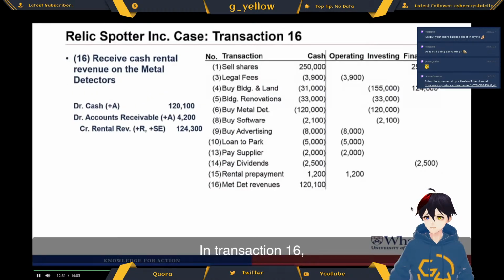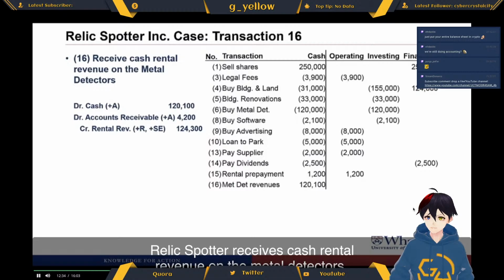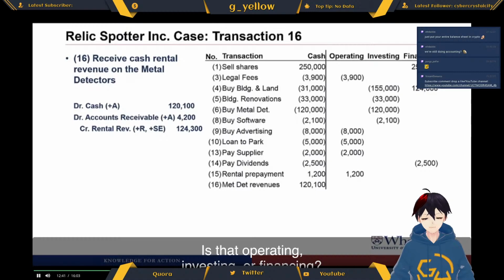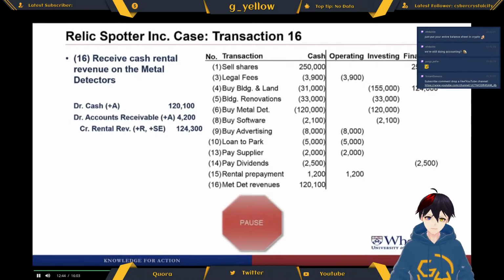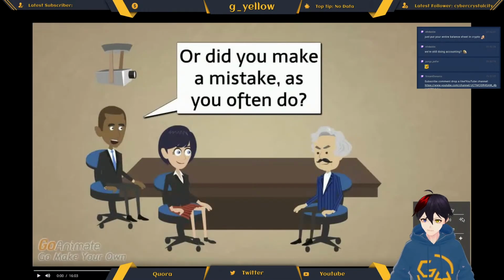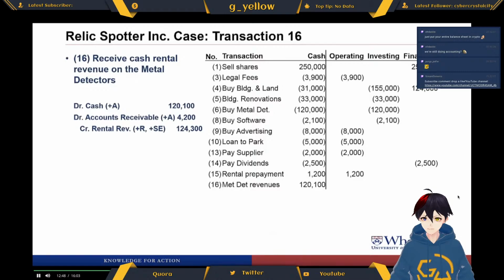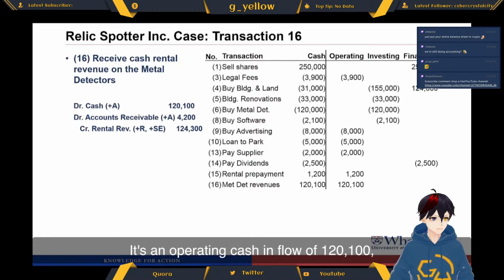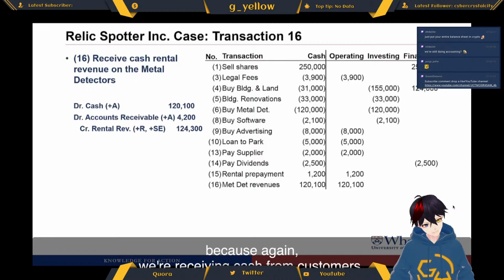Transaction 16, Relic Spotter receives cash rental revenue on the metal detectors. Total amount of cash is $120,100. Is that operating, investing, or financing? The answer here again is operating. It's an operating cash inflow of $120,100 because again we're receiving cash from customers.